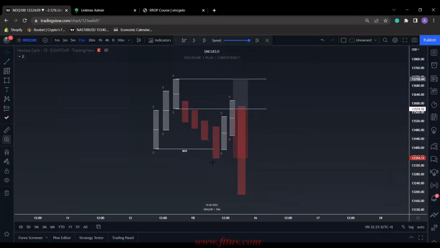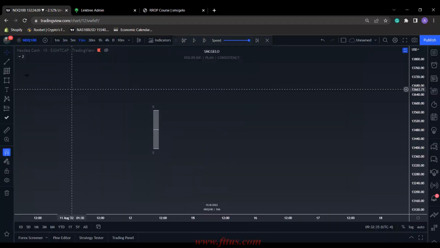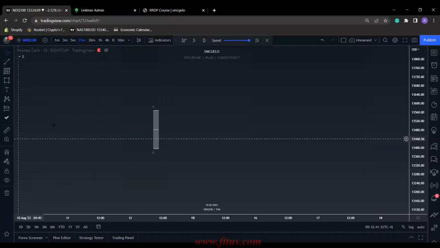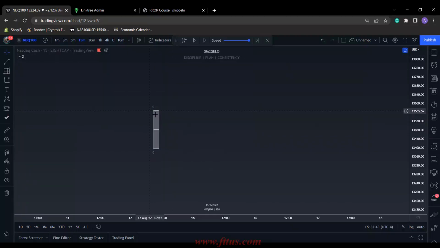So that is literally supply. It's the last up candle before the big impulse down that broke structure. Okay, and then for demand, mark up demand for you guys. Demand is just the opposite, literally the complete opposite. It's the last down candle for the big impulse up.